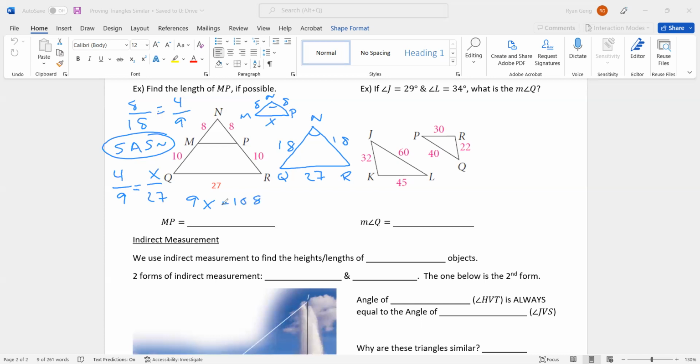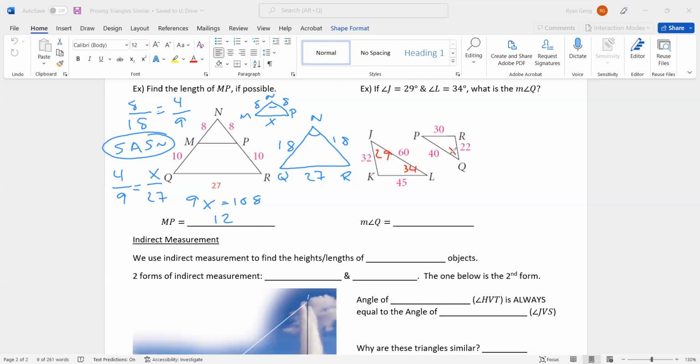Divide by 9, and you get 12. All right. Last one for examples. If angle J is 29 and angle L is 34, find the measure of angle Q.